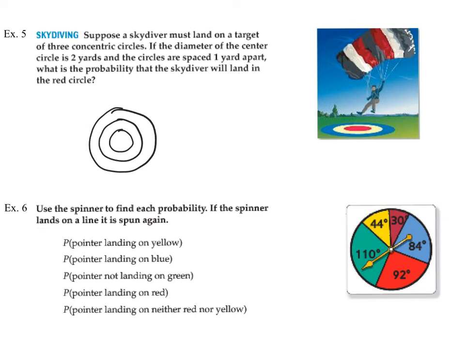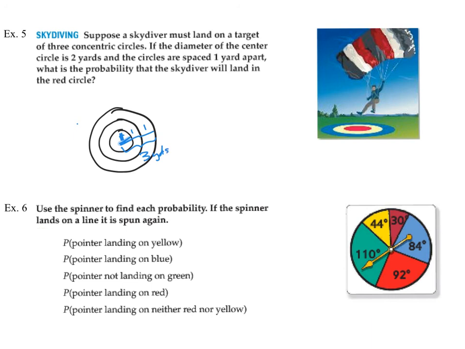Now notice it says that the diameter of the center circle is 2 yards. Well, if the diameter of the center circle is 2 yards, that means that the radius of that center circle is 1, all right? And then each circle is 1 yard apart. So the radius of the big circle then would be 3 yards, all right?